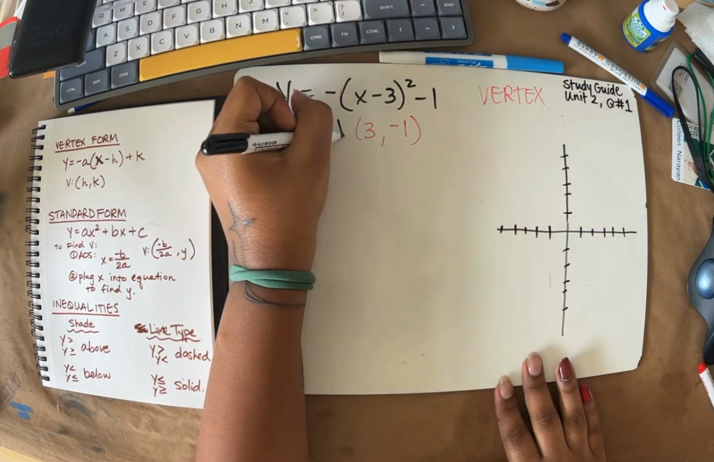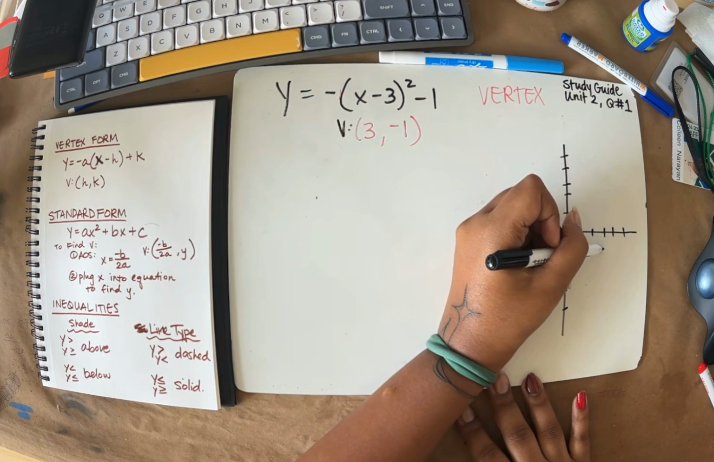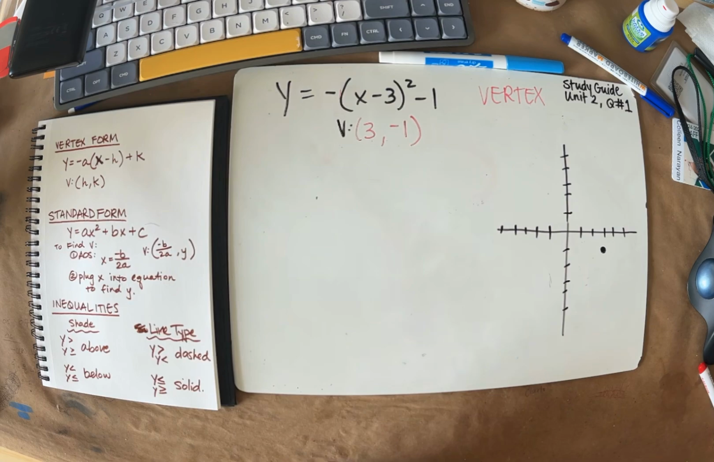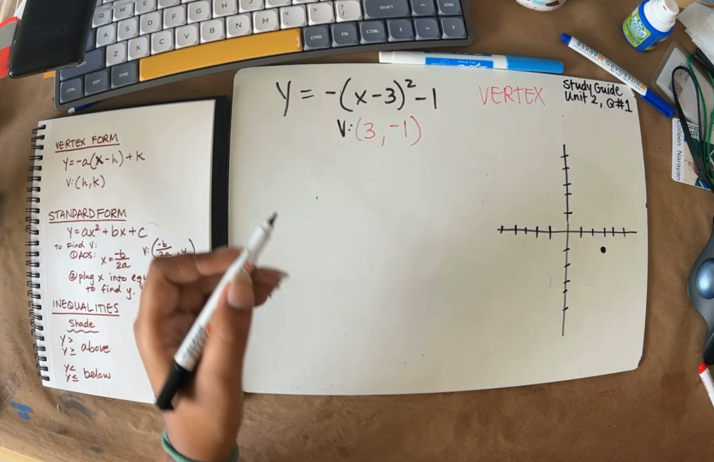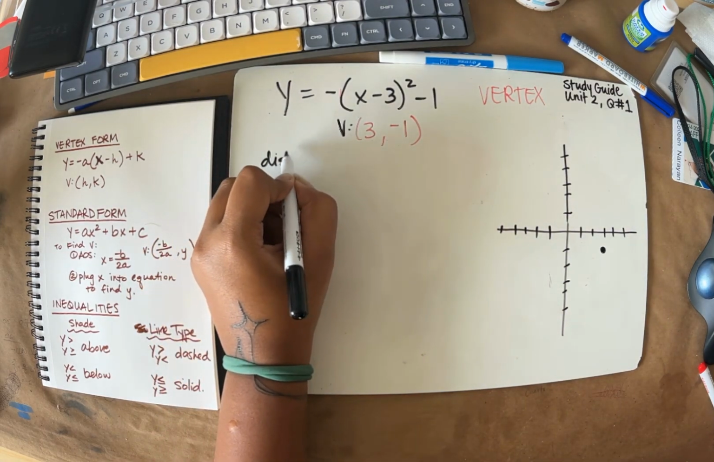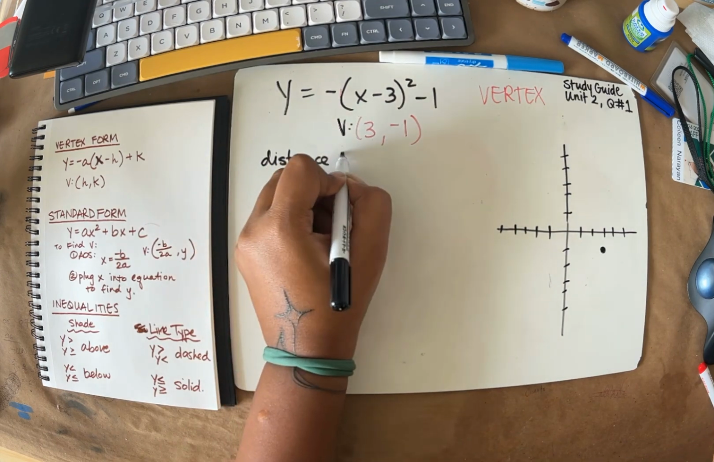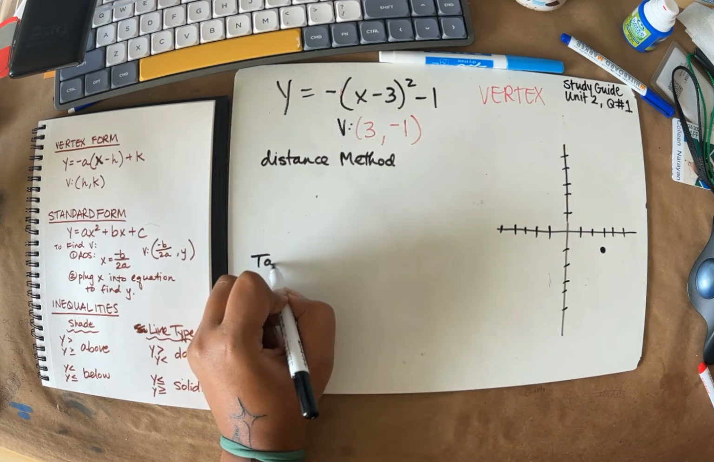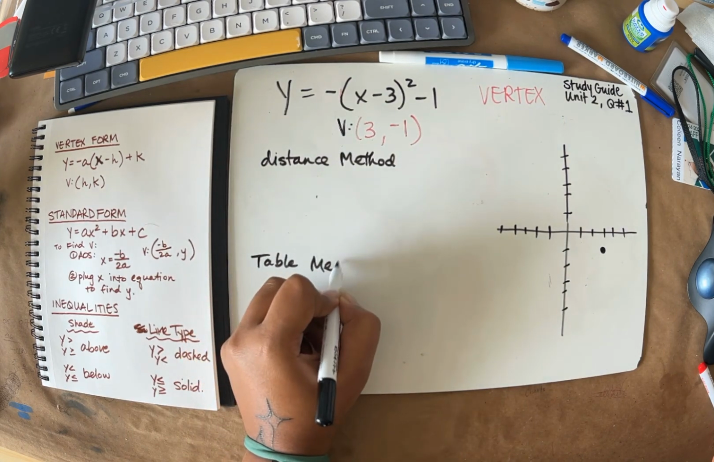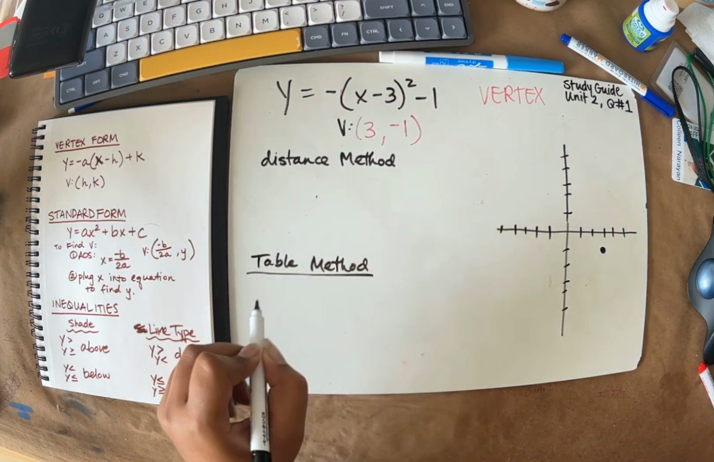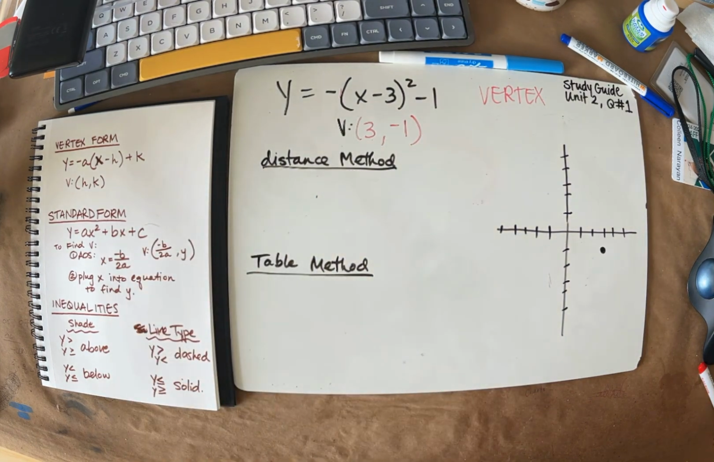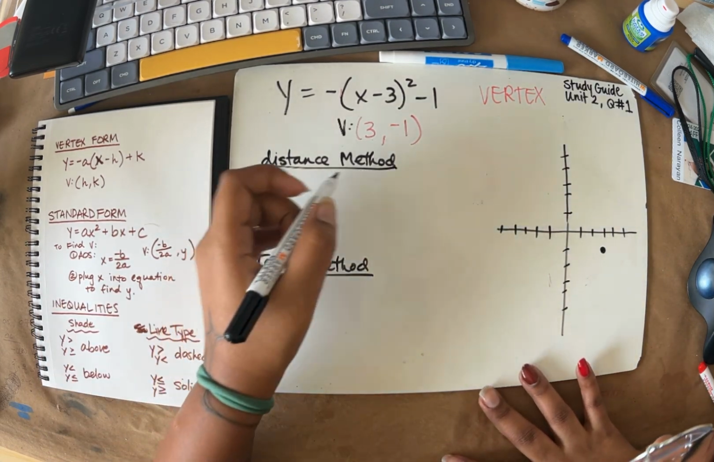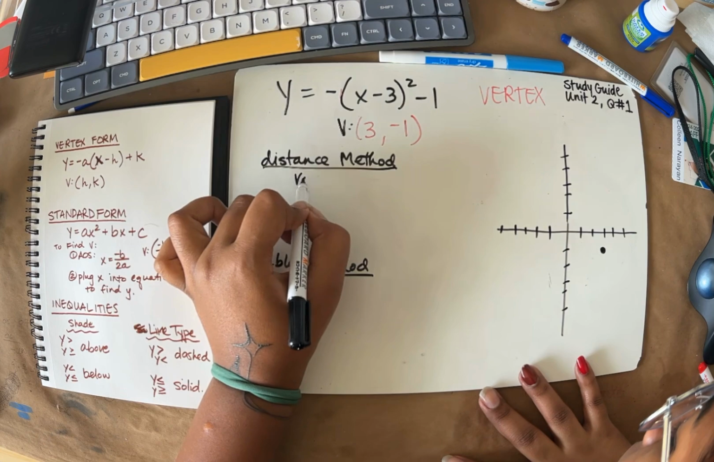Because our vertex is this, I can go ahead and graph it. I got 3 comma -1, 3 in the x value, -1 in the y value. And then from here, I can either do my distance method or we can do our table method. Either way is fine. Please just choose one to get really good at. If you feel like the table method is for you, that's awesome. If you feel like the distance method is for you, amazing. Just choose one.